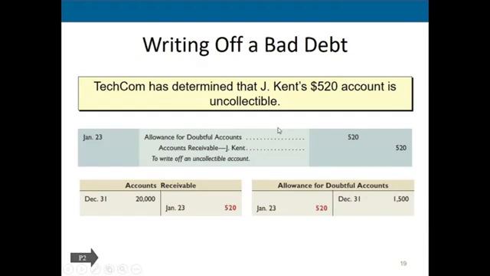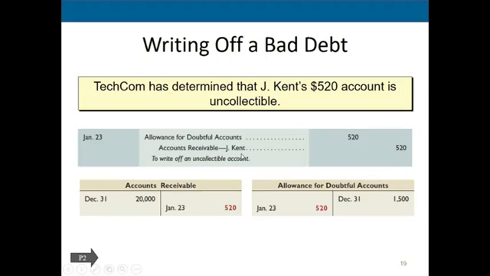All right, so how do we actually write off a bad debt? When J. Kent actually does not pay his bill and we determine that it's uncollectible, how are we going to deal with that now that we're not using the direct write-off method? Well, it's pretty simple. We're certainly not going to put it in bad debt expense. Remember, we already put $1,500 in bad debt expense. This $520 is just a part of that $1,500, right?